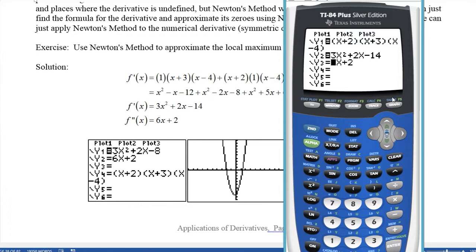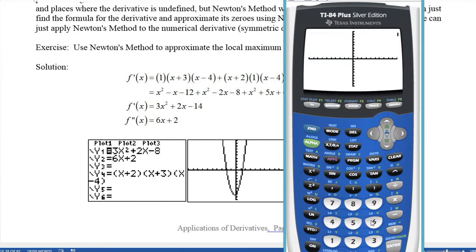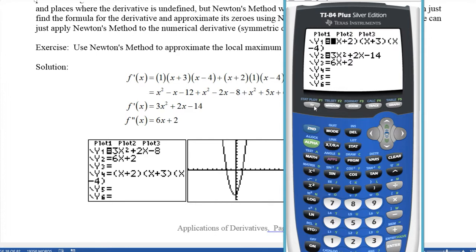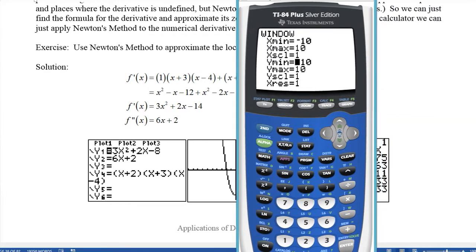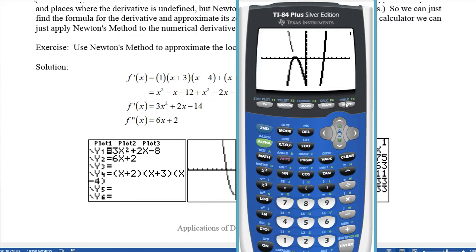Let's look at the graph of this. Let's just start with the zoom standard and see what happens. So there's the graph of the original, and there's the graph of the derivative. Let's do a couple other things. Let's make the graph of the derivative of the original darker, and let's change our window a little bit. Let's see, negative 25 to 25. Let's see if that makes it any better. Can't quite see the minimum there.